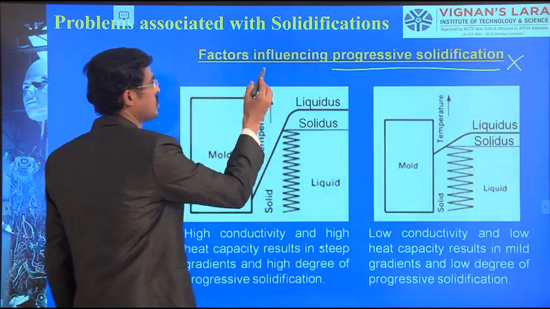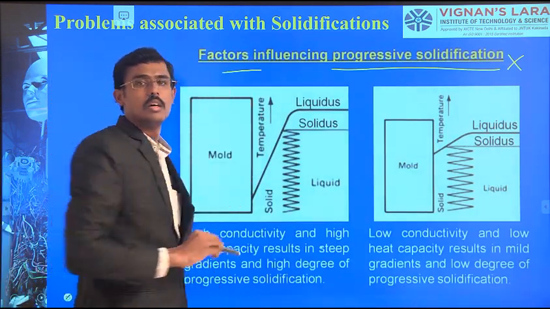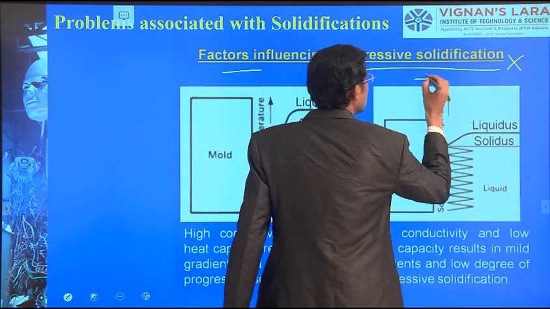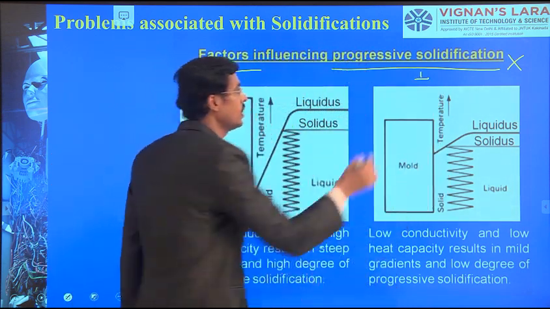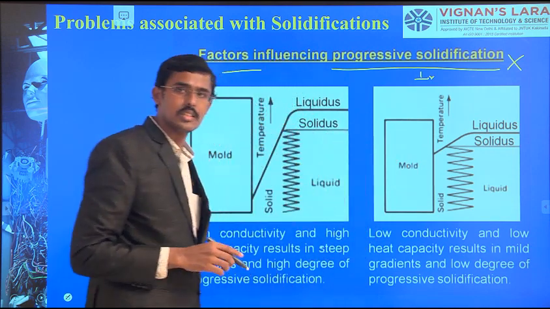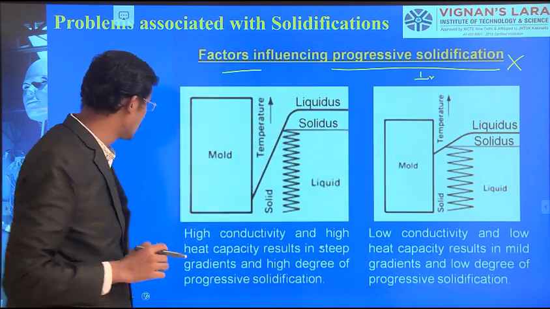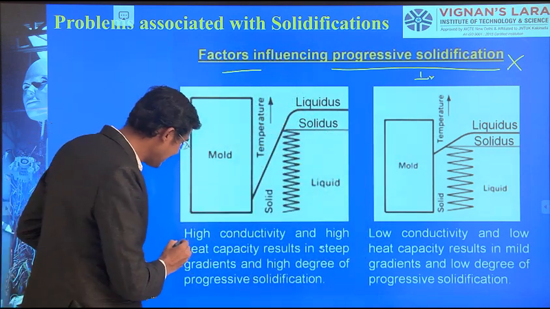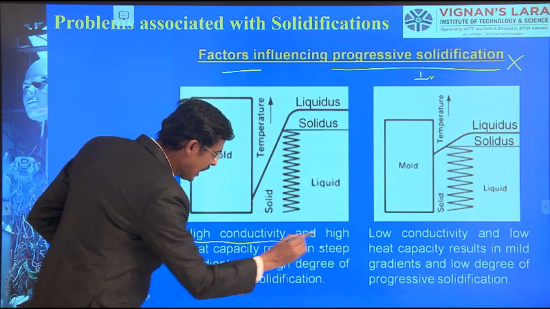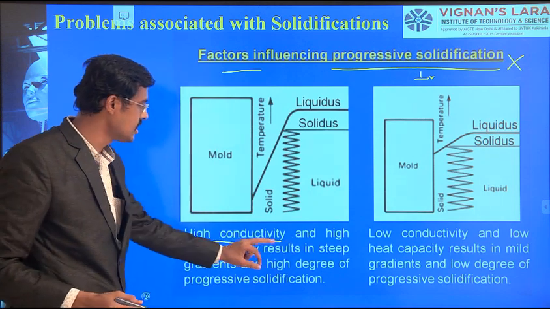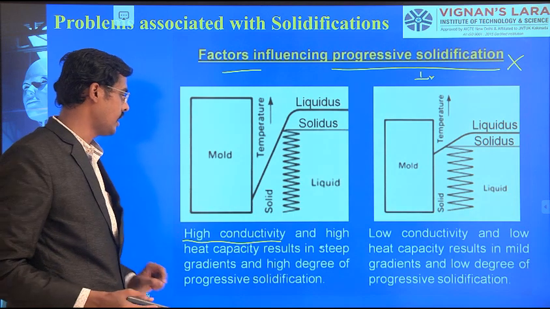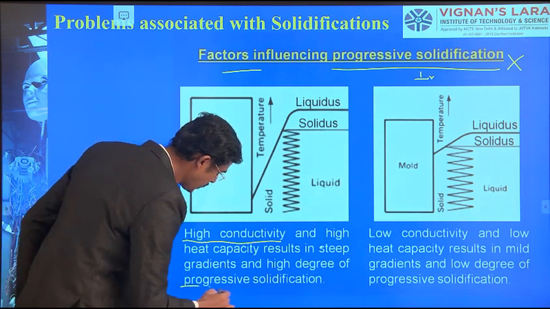We know directional solidification is the axis and progressive solidification is the perpendicular. We know this now. Okay, perpendicular. So now what happens? There are a few points to consider. The first point: high conductivity materials and high heat capacity result in a steep gradient and a high degree of progressive solidification. What does it mean?